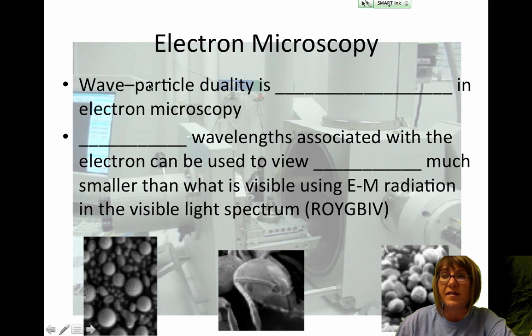Oh, that's it for the photoelectric effect. Next time, we're going to talk about matter and its wave properties.